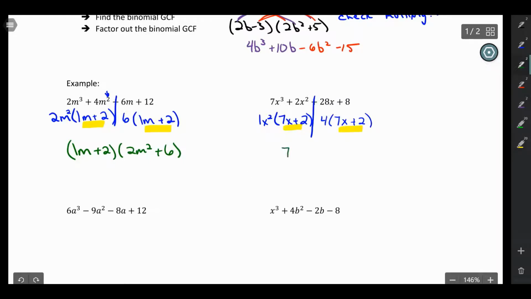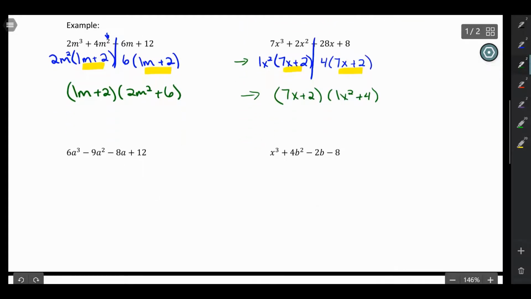I'll pull that out to the front, just like we have pulled all our greatest common factors before, and then write those other pieces in a second set of parentheses, just like we have before. There we go, fully factored. So we're finding that greatest common factor once and then twice, okay? So double greatest common factoring.